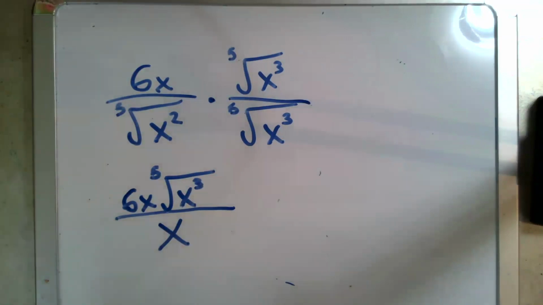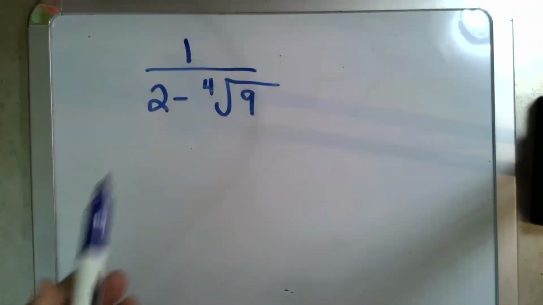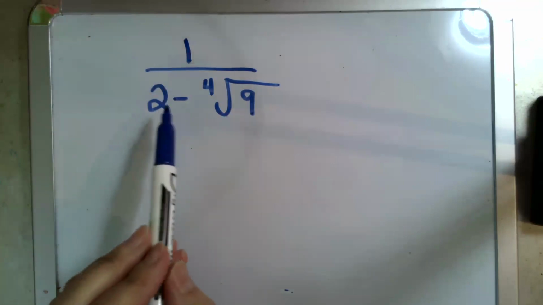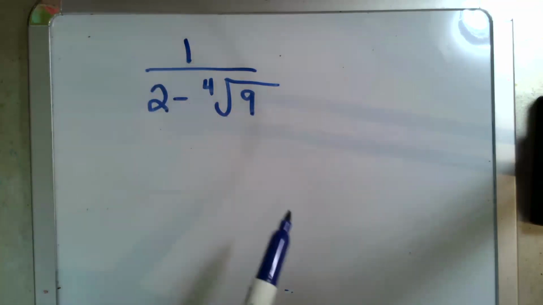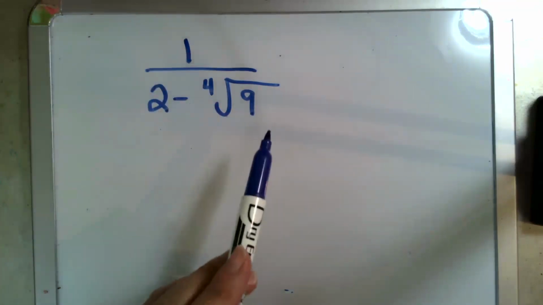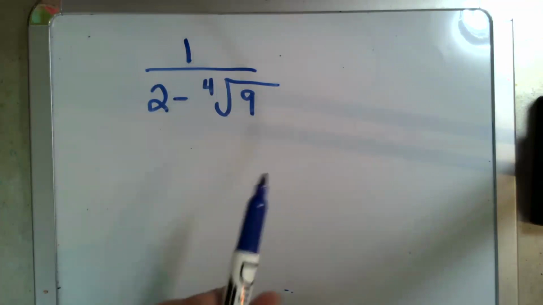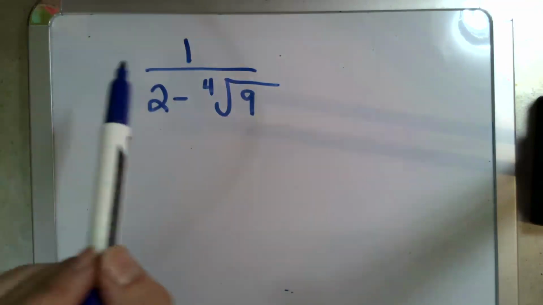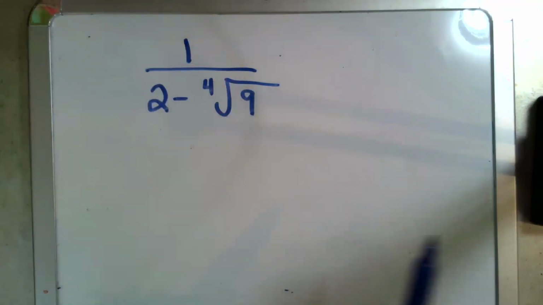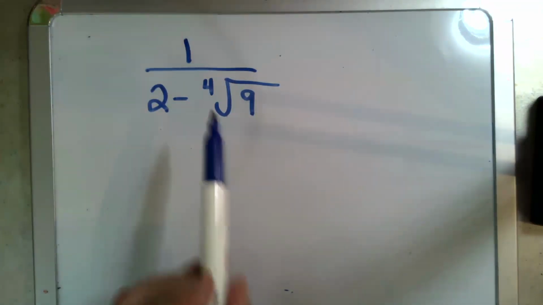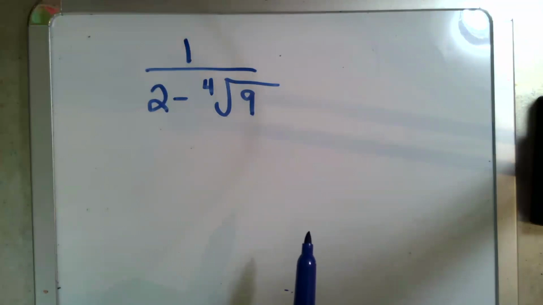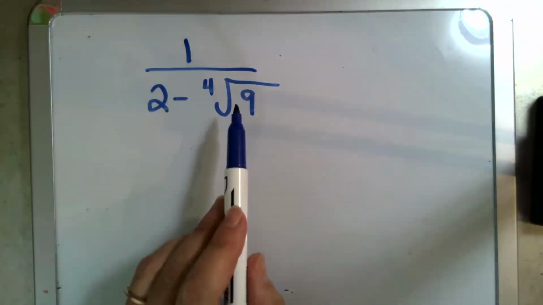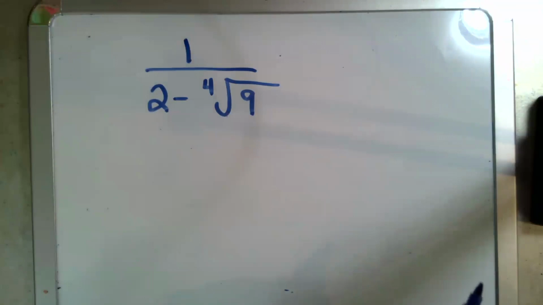Okay, let's look at one where we have a binomial with roots in the bottom. All right, 1 over 2 minus the fourth root of 9. Now, normally, if this had been a square root, to get rid of binomials with roots in the bottom, we need to multiply by the conjugate, which means these same terms, but with the opposite sign between them.